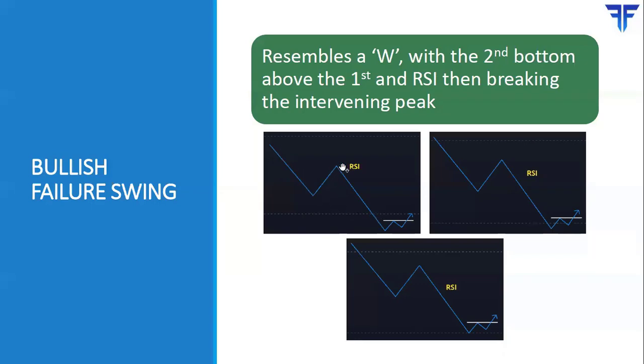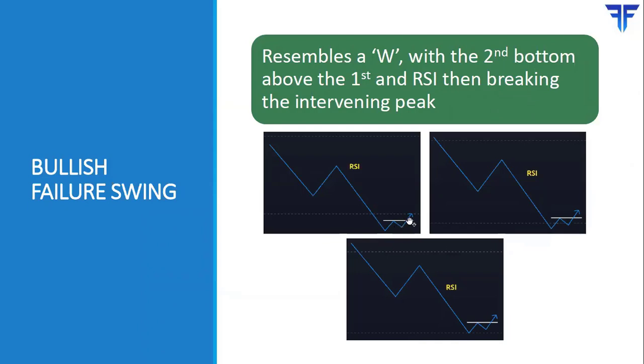So what is happening is that the RSI is declining. It makes a low, rallies very slightly, comes back down again, but instead of breaching the previous low, it makes a higher low, goes up, and then breaks the intervening high. So if you look closely, it resembles a W pattern, wherein the second bottom happens to be above the first bottom.